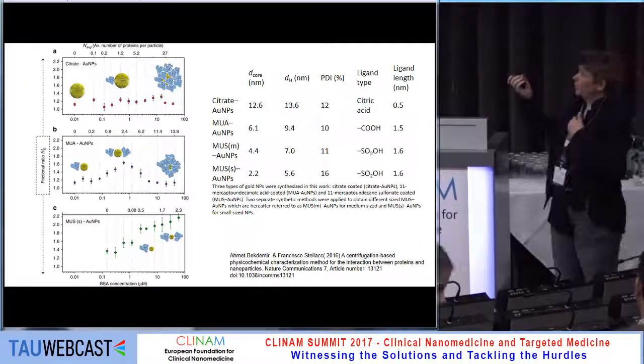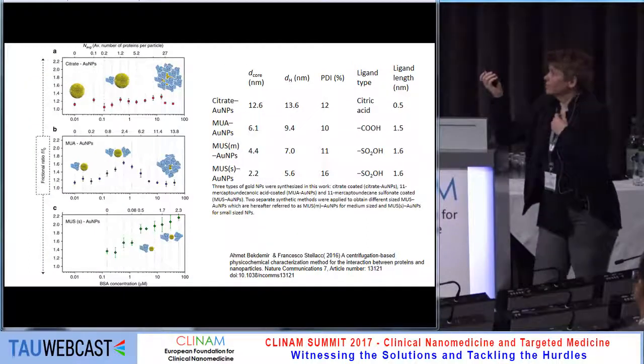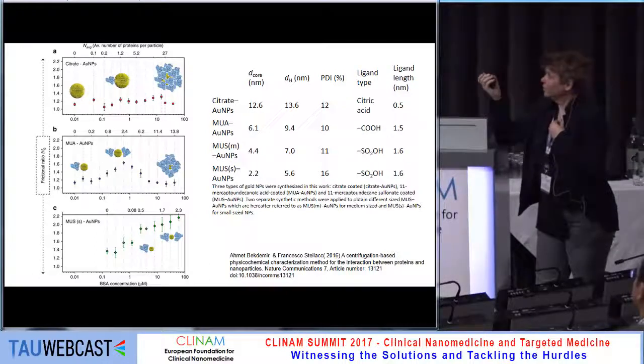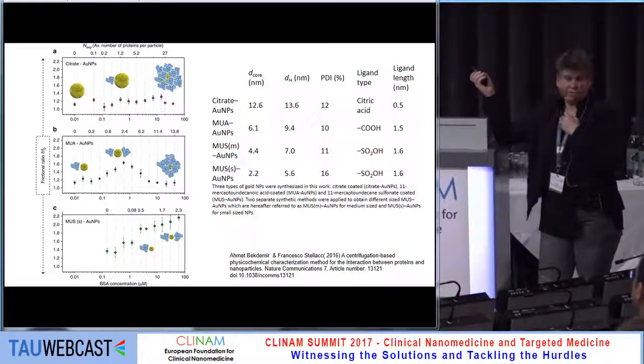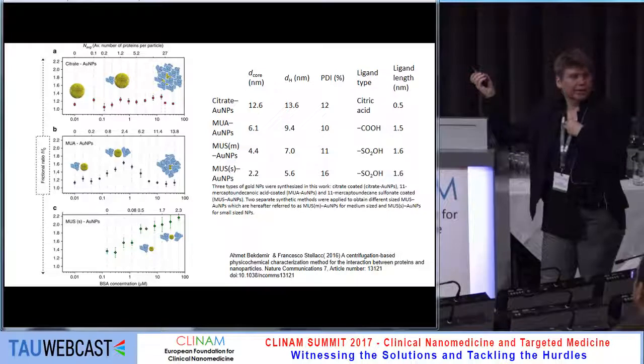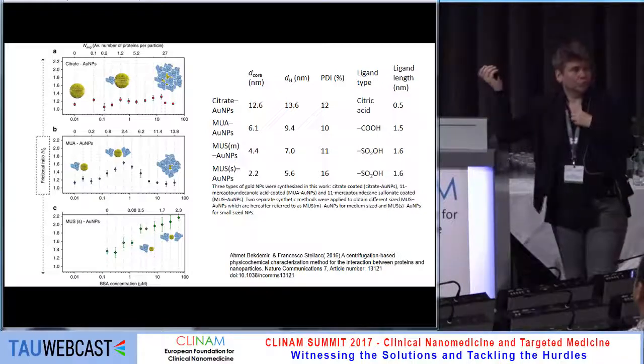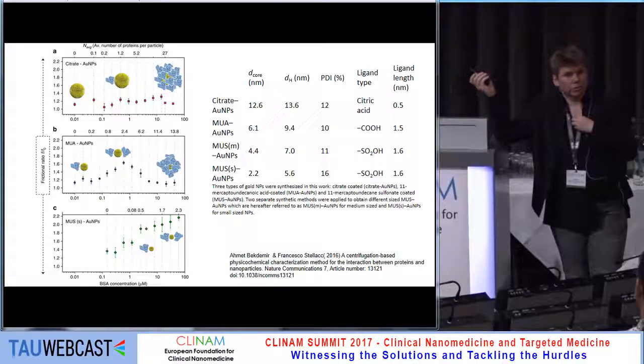The other point is that size matters. This is another study from Francesco in which he characterizes particles. In this case, it's not the striped nanoparticles, but just mousse. But he found that also in this case, the binding is less to smaller particles. So a drug delivery with smaller particles will also most probably prevent kappa effects.